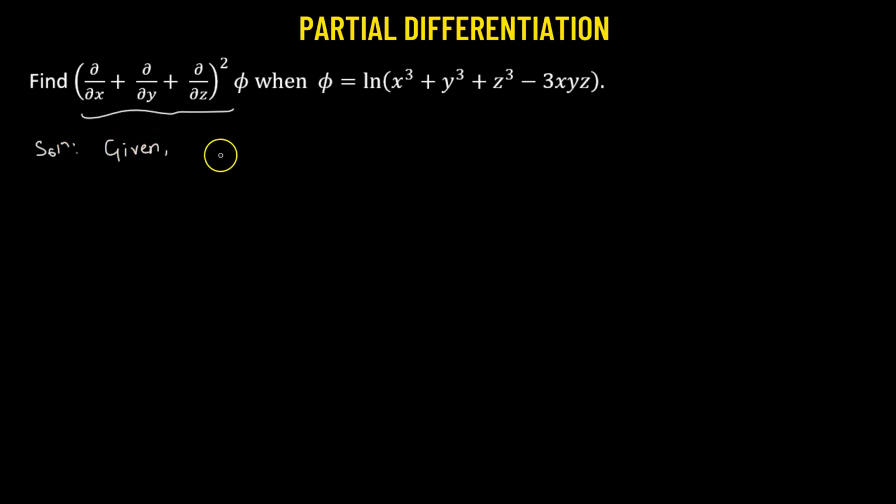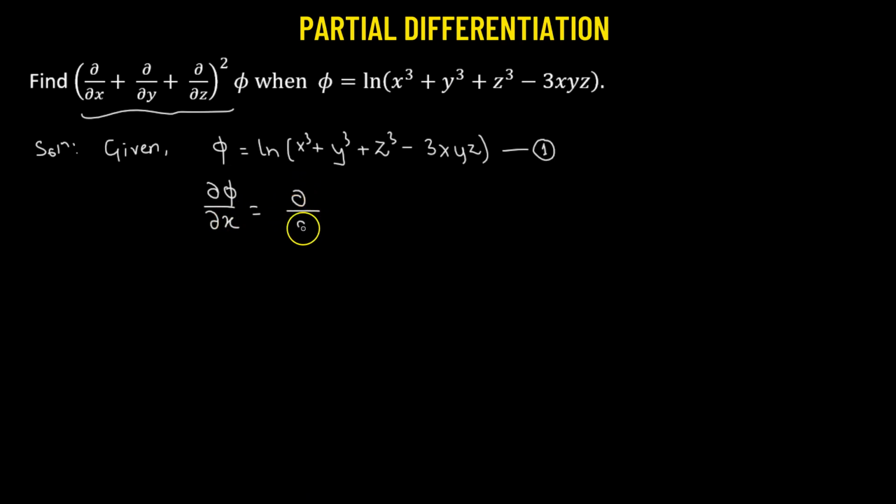Here we are given that phi, which is a function of x, y, z, is log of x cubed plus y cubed plus z cubed minus 3xyz. Let's label this as equation number 1. Now we'll take the partial derivative of phi with respect to x. So we'll take the partial derivative with respect to x of log of x cubed plus y cubed plus z cubed minus 3xyz.